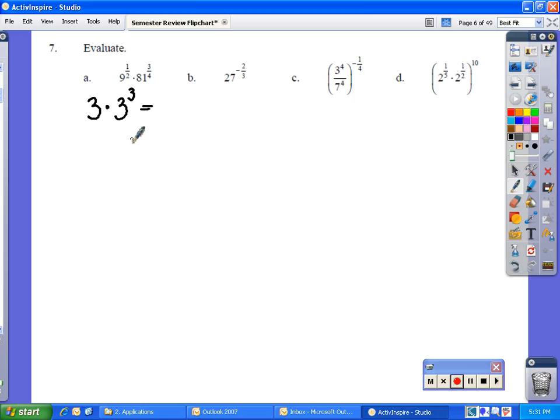Notice here that we're multiplying powers with the same base. 3 to the 1st times 3 to the 3rd gives us 3 to the 1 plus 3, which is 4, and 3 to the 4th is 81. Moving on to part B.